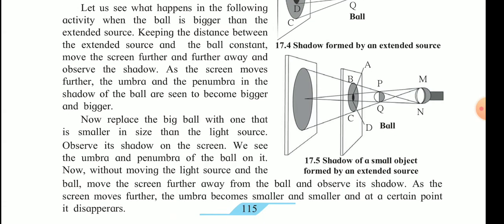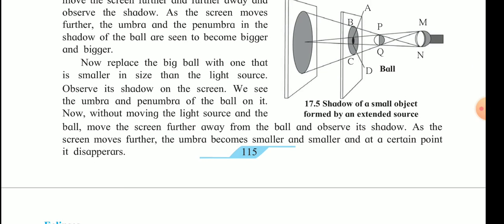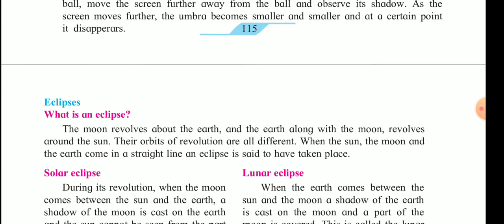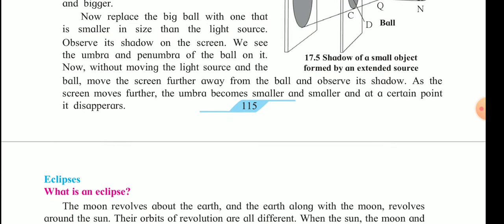Now without removing the light source and the ball, move the screen further away from the ball and observe its shadow. As the screen moves further, the umbra becomes smaller and smaller, and at a certain point it disappears. So this is the reason that the shadow of the birds or the aeroplane flying in the sky cannot be seen on the surface of the earth.